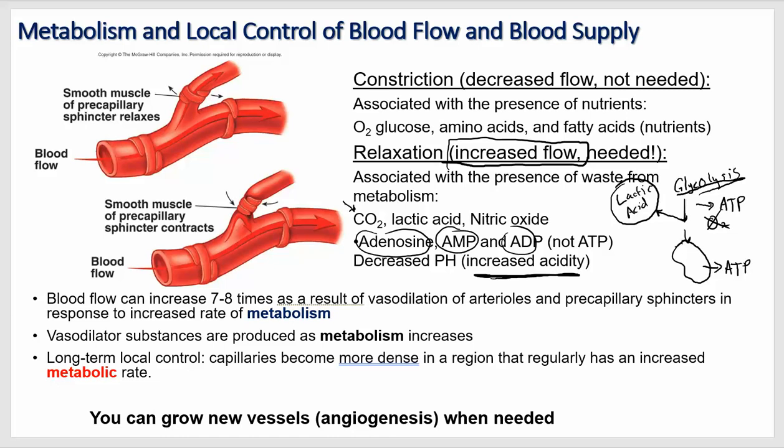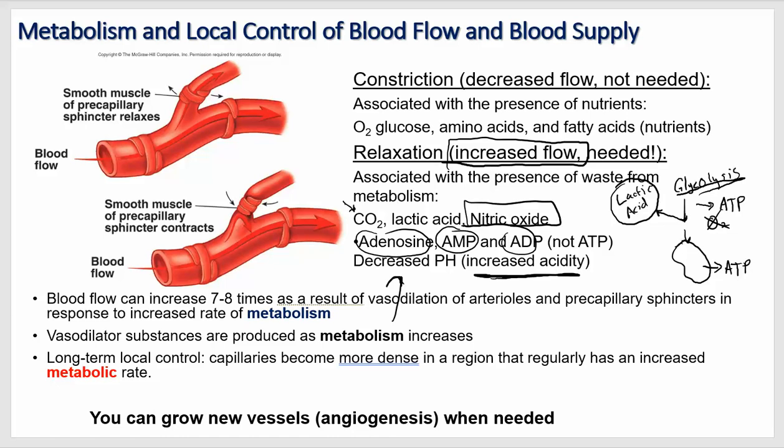So, blood flow can increase 7 to 8 times as a result of vasodilation of arterioles and precapillary sphincters in response to increased rates of metabolism. So, when that metabolism is higher, we're going to dilate and get more blood there. So, vasodilator substances are produced as metabolism increases. So, that's what we went through here. Nitric oxide is a major vasodilator.